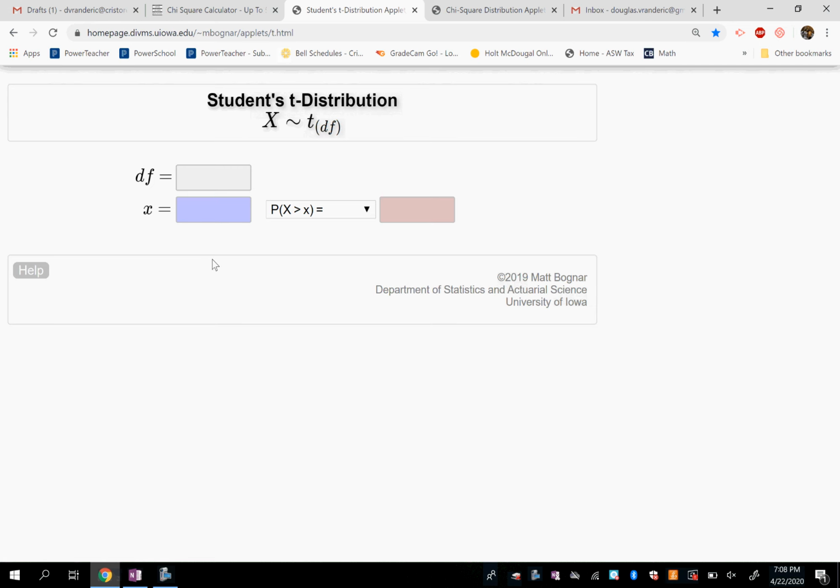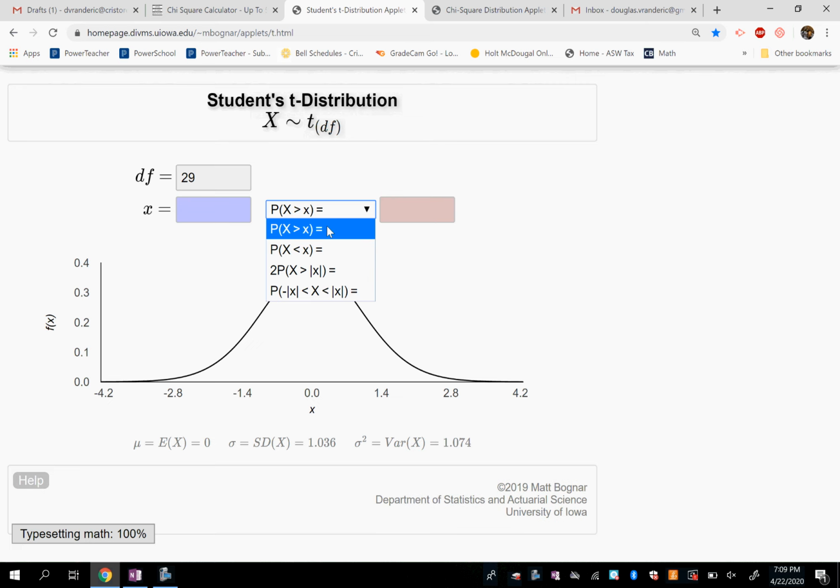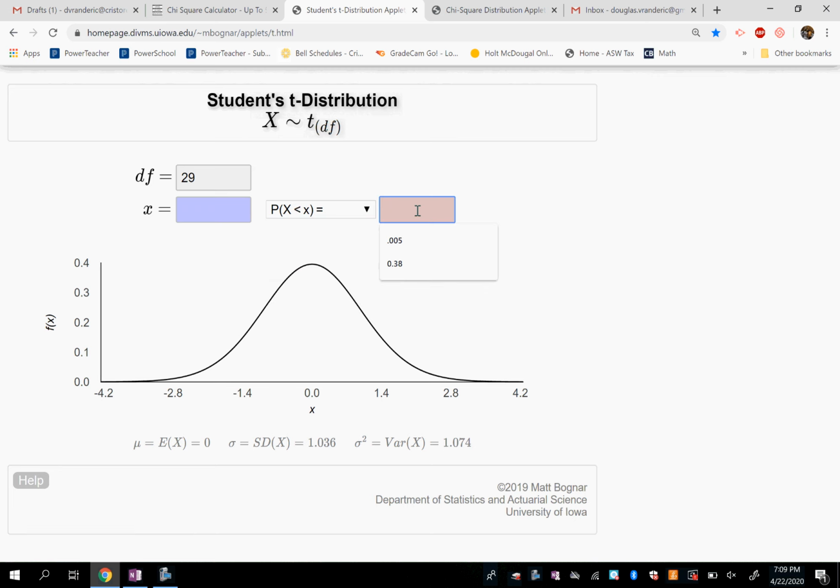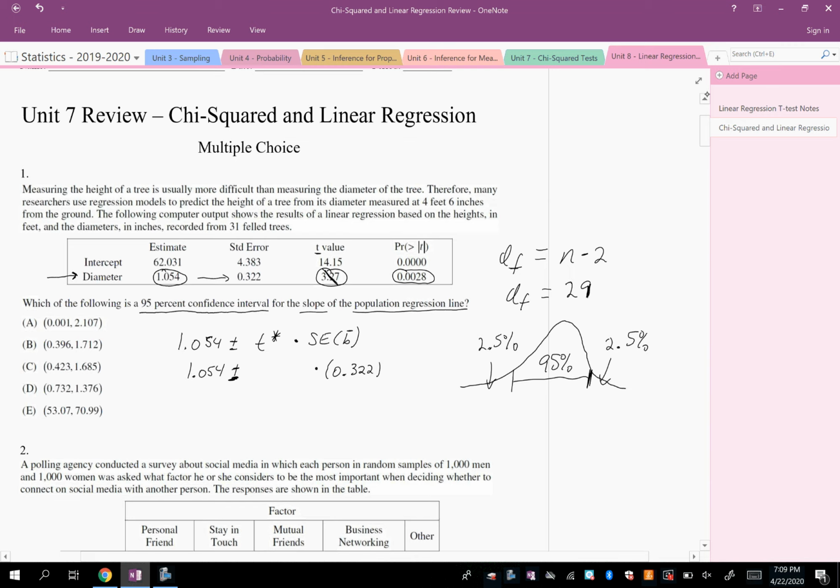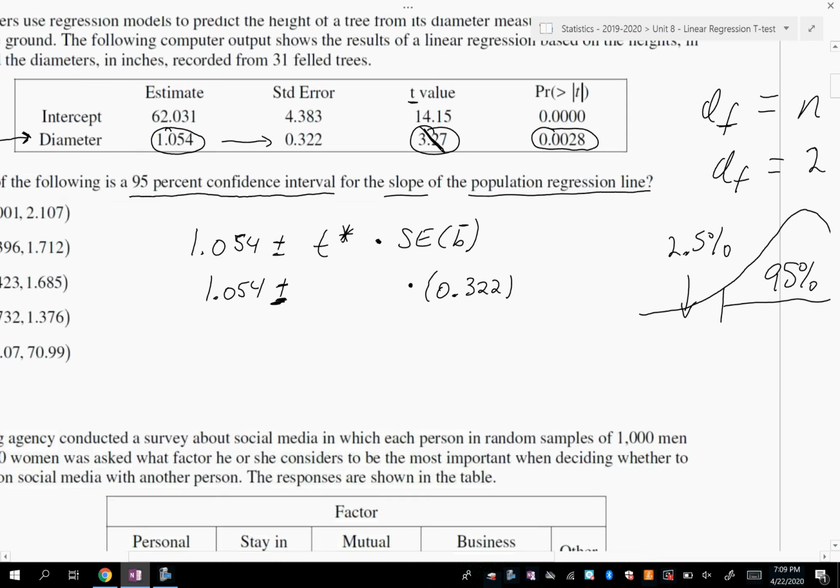Okay, so we have the student's t. This is going to be given to you. I know the degrees of freedom is 29, and I'm going to the left, but you can do to the right. It doesn't matter. And the area under the curve is 0.025. To get the t star, make sure you click the blue box here to get 2.04523. So that is my t star, 2.04523.